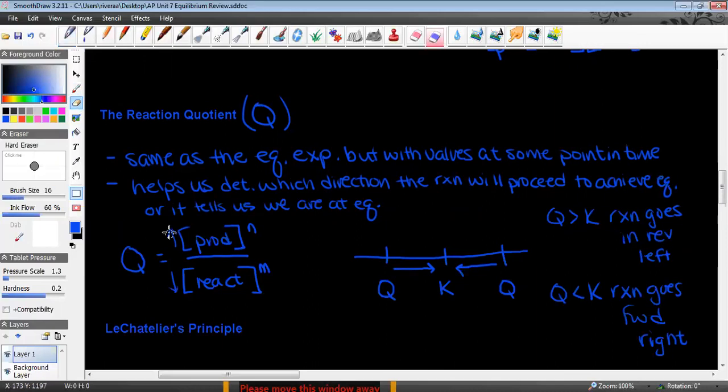And then of course, if Q is equal to K, everybody knows we are at equilibrium. And so nothing will happen. Well, I mean, listen, things are happening, but they're happening at the same rate. So it looks like nothing's happening.